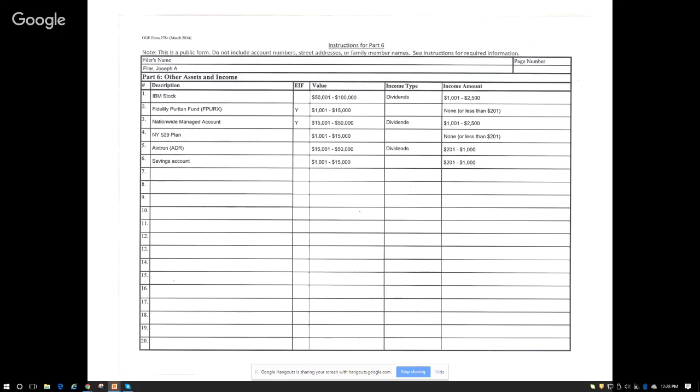We have a value. We don't have an income type, and the income amount is none. That's fine. 529 plans are a means where the parents can set aside money for their children's college education. And quite frankly, we're seeing these a lot more often. OGE has reduced the reporting requirements for this type of holding, and if you're dealing with 529 plans with your filers, OGE has a specific advisory on this issue. And I really recommend that you go to OGE's website and track that down.